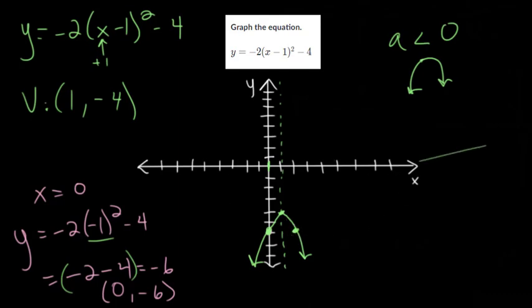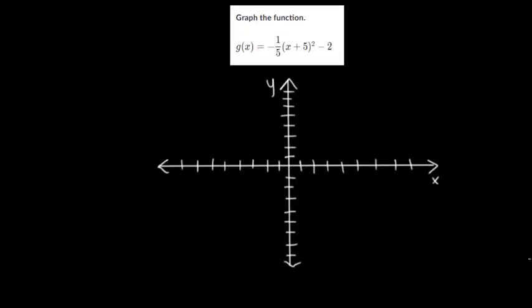All right, let's do one last problem. So let me just scroll down to that. And we've got a fraction, so maybe a little bit harder, but it's still the exact same strategy. So I'll rewrite it. g of x is -1/5 (x plus 5) squared minus 2.